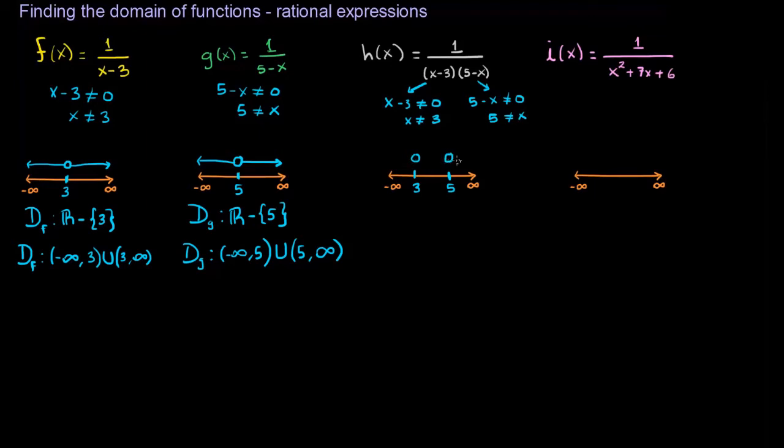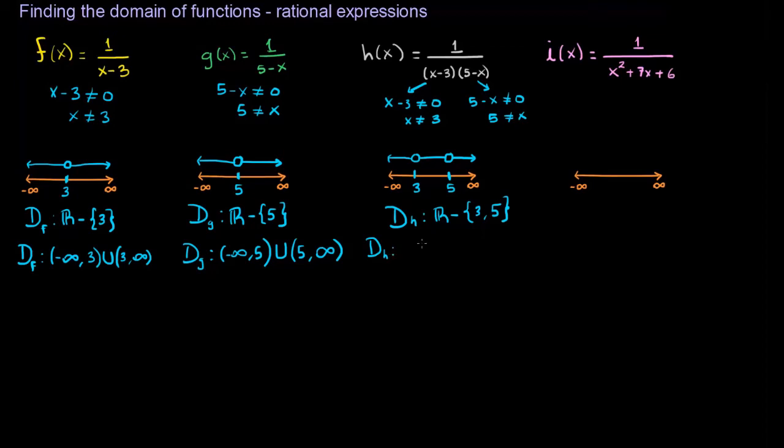We use these circles without coloring, and the rest of the numbers will actually be included. Okay, the graph will be something like this. Now the way to write the notation would be: the domain of h is all the real numbers except for 3 and 5, like this. The other notation will be a bit longer.